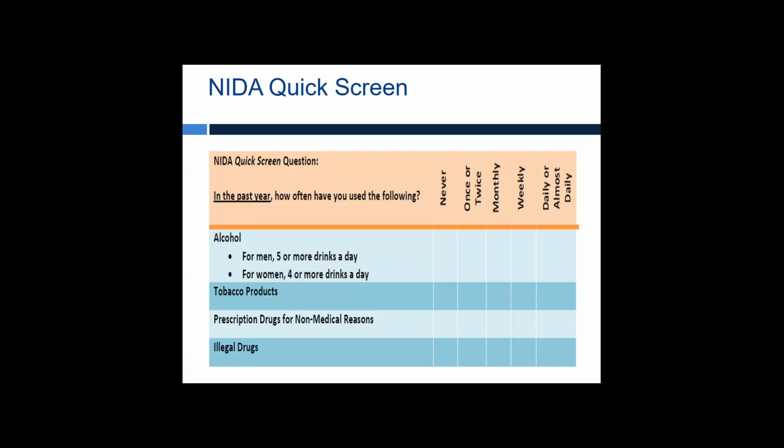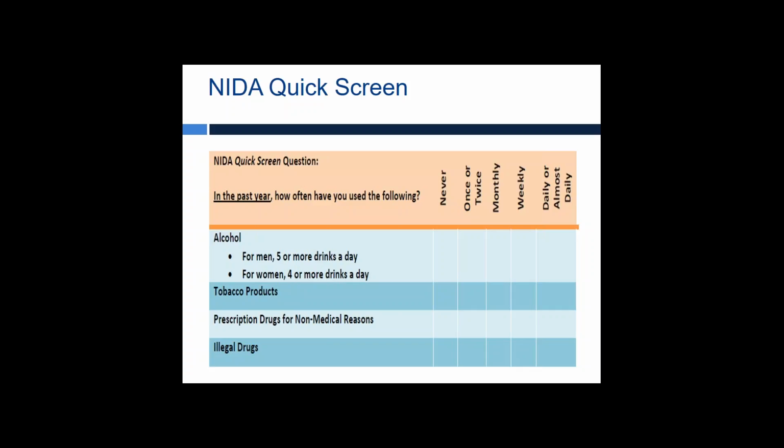But it's very easy, and it taps across alcohol, tobacco, prescription drugs for non-medical reasons, and illegal drugs. And what I'm finding in practice is that some just want to use this. And if they're at risk, they're going to provide a brief intervention. Others say, I'm going to use this as a pre-screen. I really like that it taps across dimensions. And if there's something that's positive, then I'll employ an AUDIT, or an ASSIST, or a NIDA modified ASSIST, or some other tool.